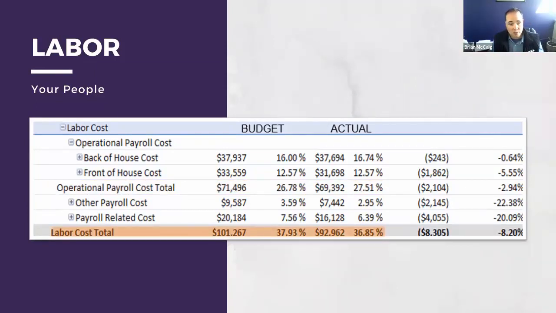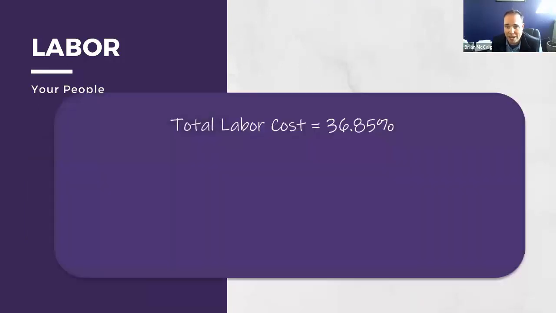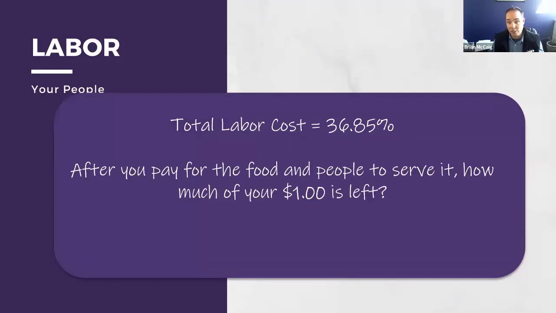And now you have another benchmark to look at, total labor. In this example, the total labor for this location is 36.85 cents. So Sydney already took some of that dollar away when we talked about cost of goods. If I now have 36.85, I'm going to round that up to 37. If I have 37 cents more to take away, how much is left of that dollar? Man, that went fast. We're down to 36 cents left.